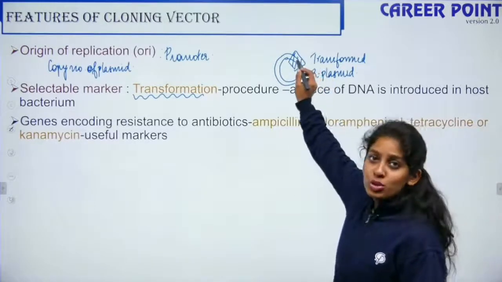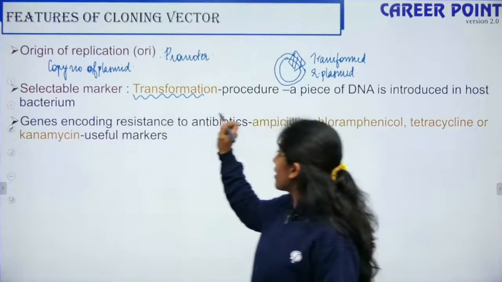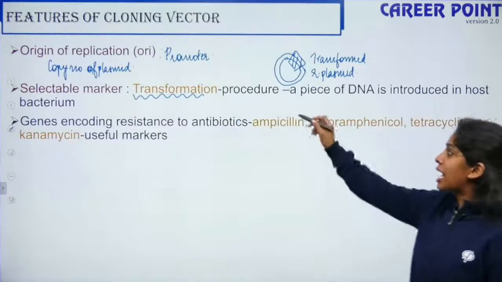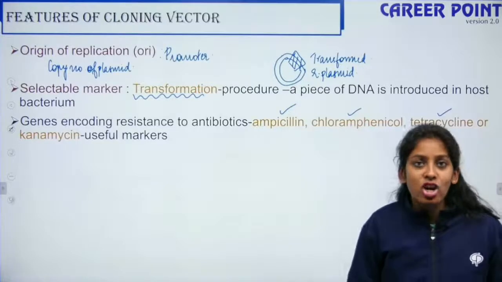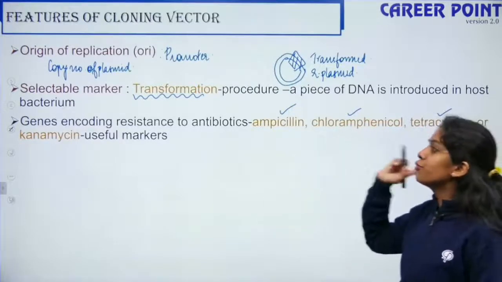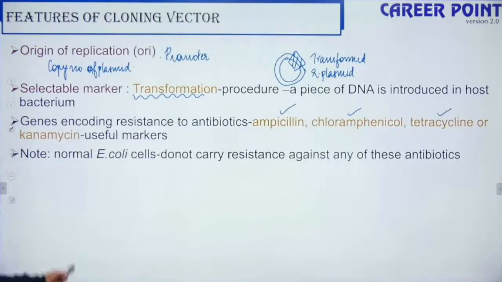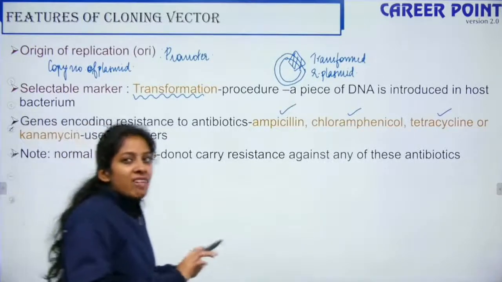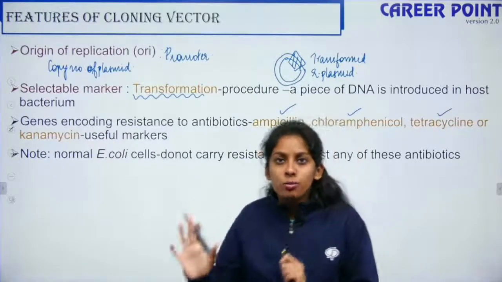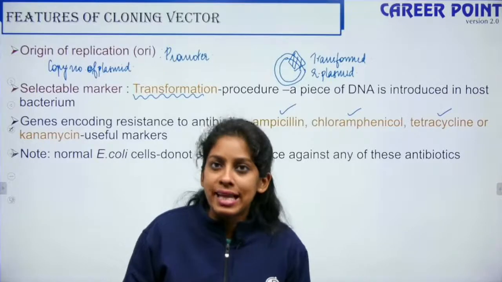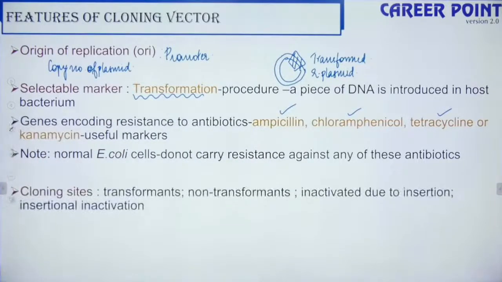So now I am introducing the gene of interest into the plasmid, right? So genes encoding resistance to antibiotics like ampicillin resistance, chloramphenicol resistance, tetracycline or kanamycin. So these are the 4 antibiotics that are commonly being used. Alright. So normal E. coli cells do not have any resistance to these antibiotics. So in that case, you'll have to build an artificial plasmid with a selection marker so that you will be able to cross-check them.